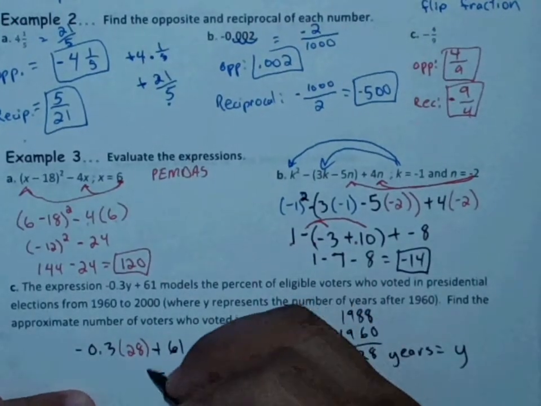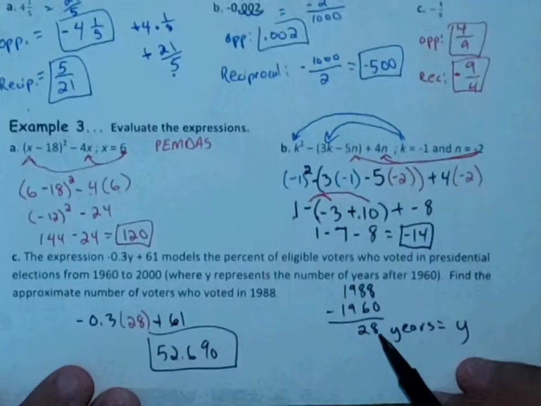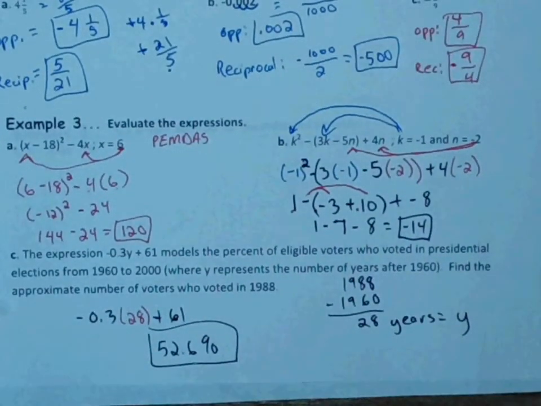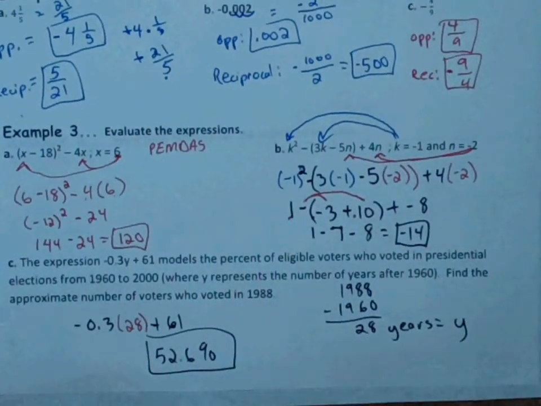So all I did was take what they gave me, the equation, figure out what my y was, which was my input in this particular case, and find my output, which is 52.16.